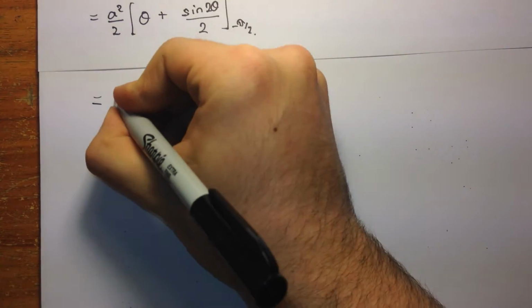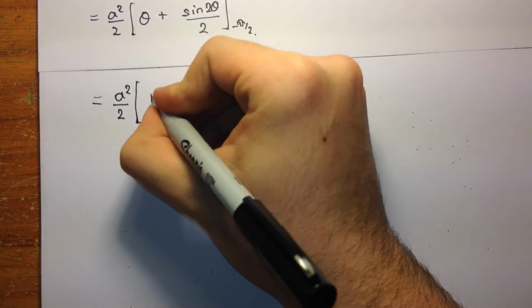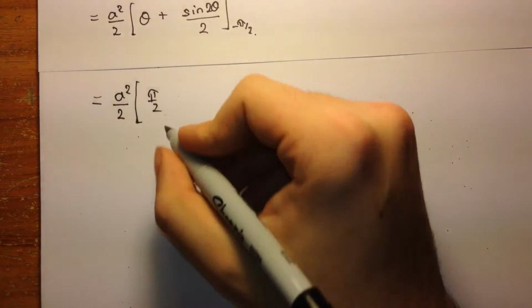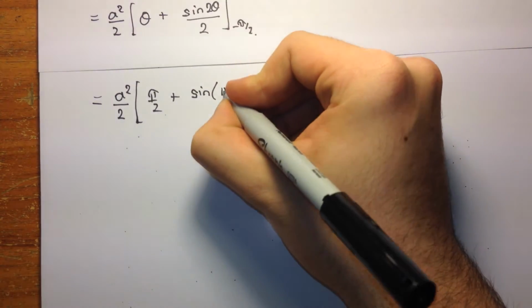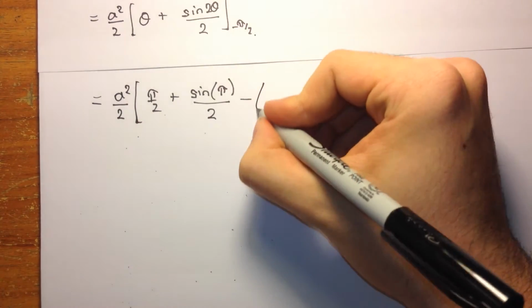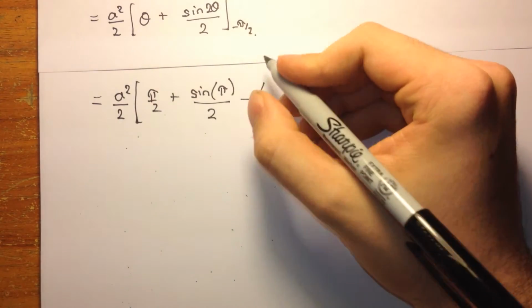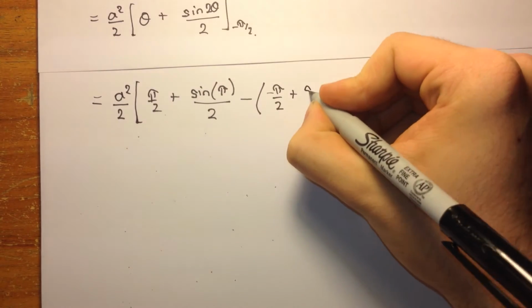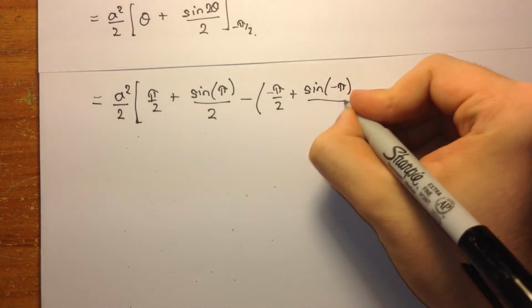So continuing, we get a squared over 2 is equal to, substituting the top limit first, pi on 2 plus sine of 2 times pi on 2, which is just pi, over 2, take away. Now we substitute in the bottom limit. We get minus pi on 2 plus sine of 2 times minus pi on 2, which is just minus pi, divided by 2.